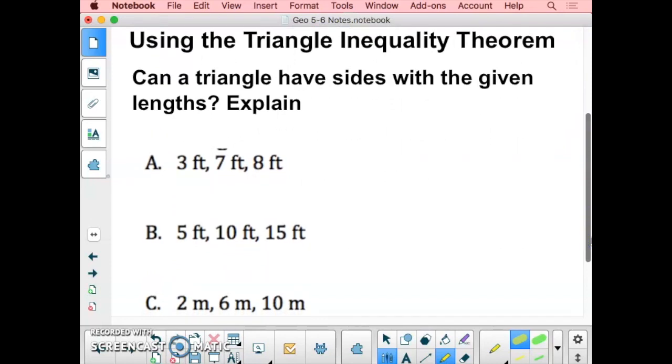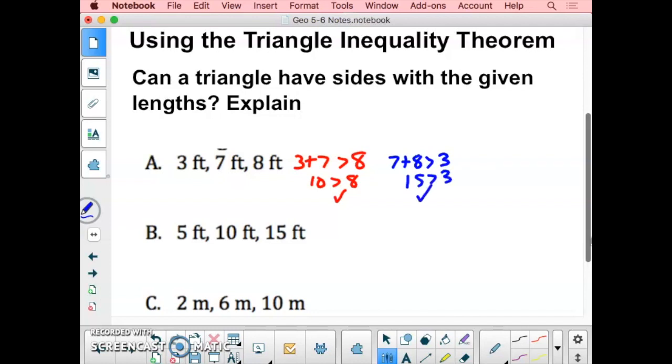It says, can a triangle have sides with the given side lengths? Okay, so what we're looking for is if all of these statements are true. Is 3 plus 7 bigger than 8? All right, so that would be 10, which is bigger than 8, so that one is good. Okay, then we have to check every combination of that. So we have to check, is 7 plus 8 bigger than 3? Well, 15 is bigger than 3, so that one works.